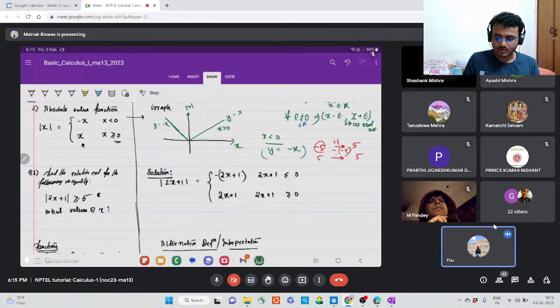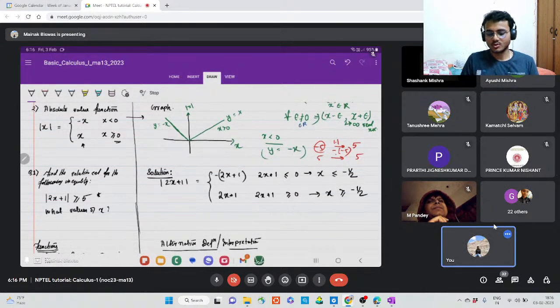If you have lack of space, we'll go to the balance. So this comes up with the condition x is less than or equal to minus half, right? And this comes up with the condition x is greater than or equal to minus half. So if x is less than minus half, in that case you would have minus 2x minus 1, right?